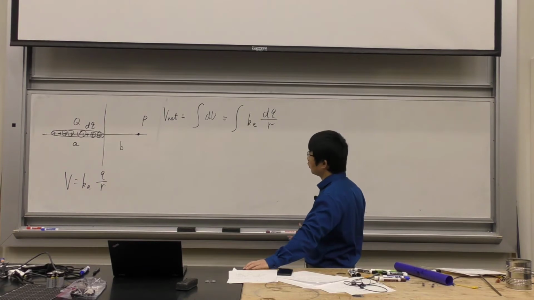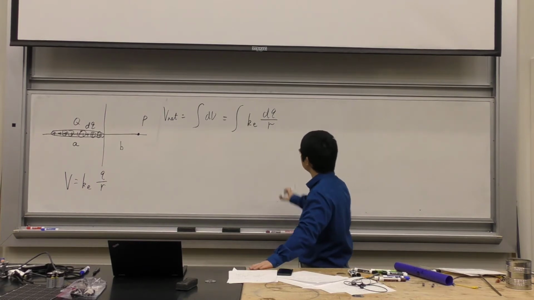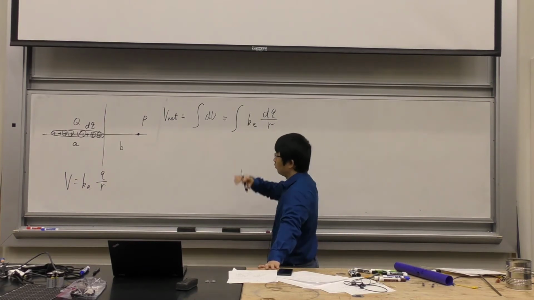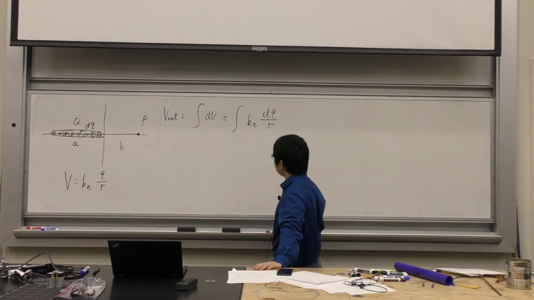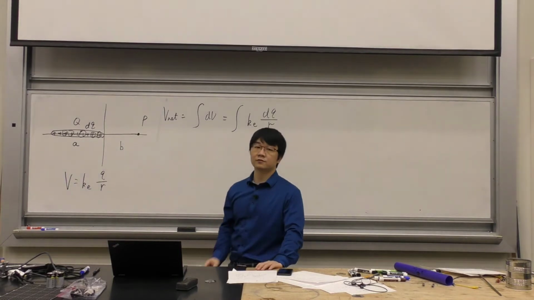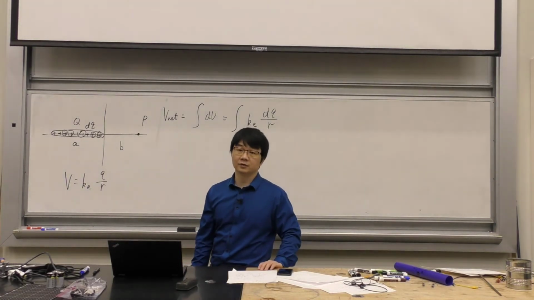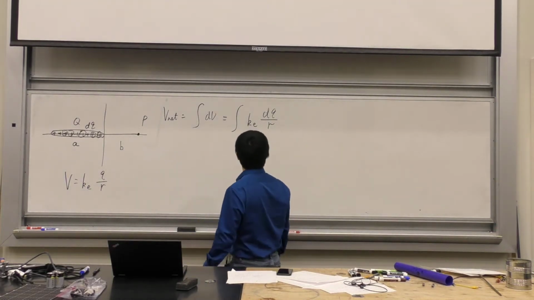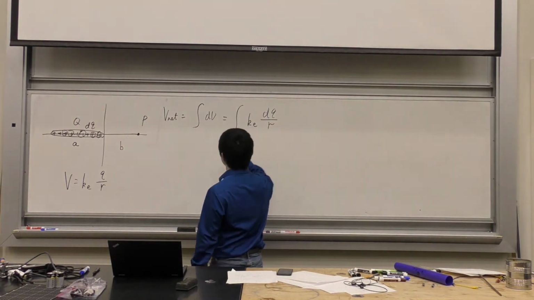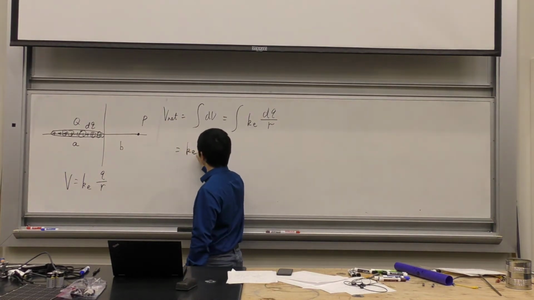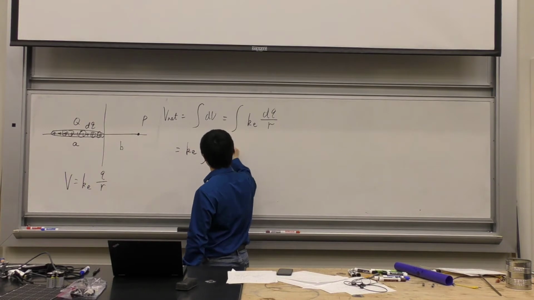Now, our goal is always the same. I want to write this integral. First of all, I want to take all the constants out possible. Secondly, I want to write anything changing in terms of one variable. Then I can look it up in the integral table. So Ke, you can always take it out, constant.